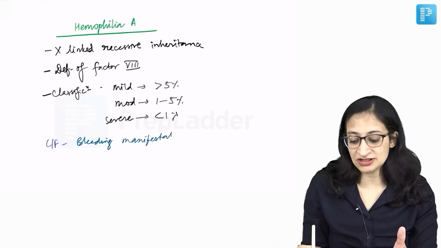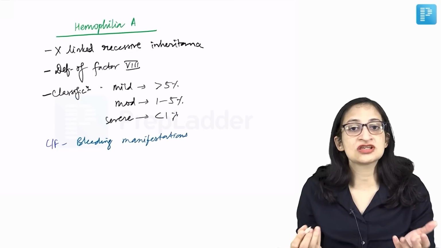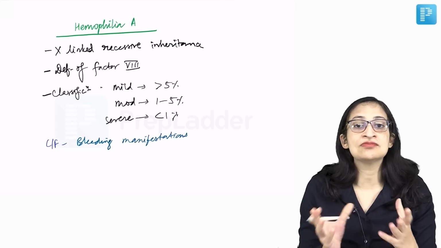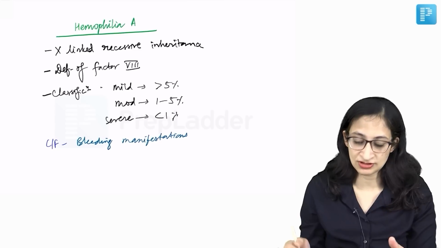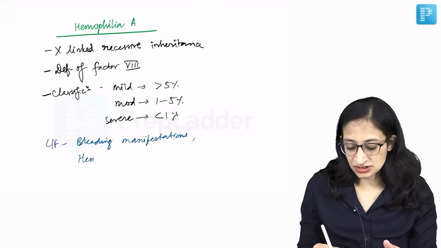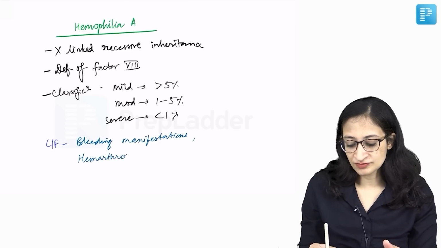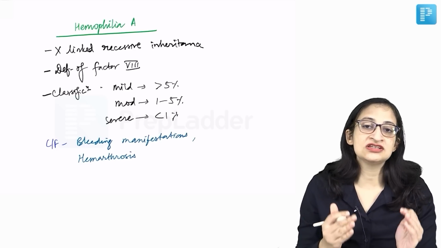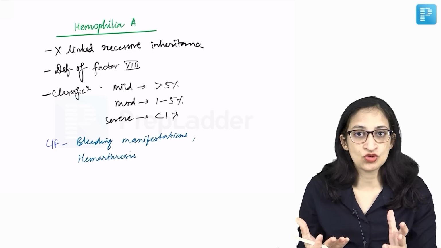Sometimes even spontaneous bleeding can be there. Intracranial hemorrhages can be there. But the most common thing that happens is hemarthrosis. Bleeding in the joints is quite common, especially after a trauma. So that is why these individuals are advised to avoid contact sports.